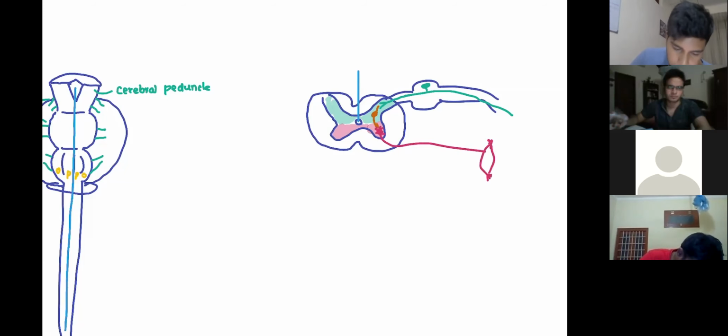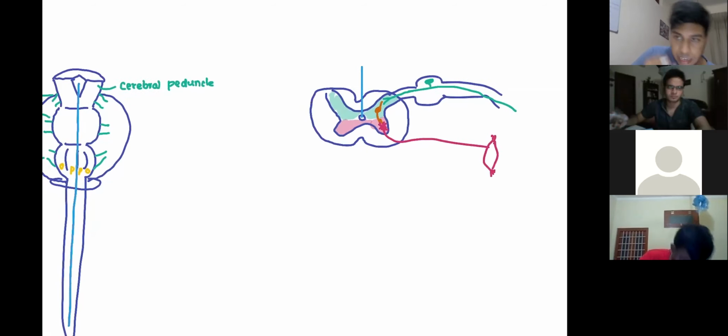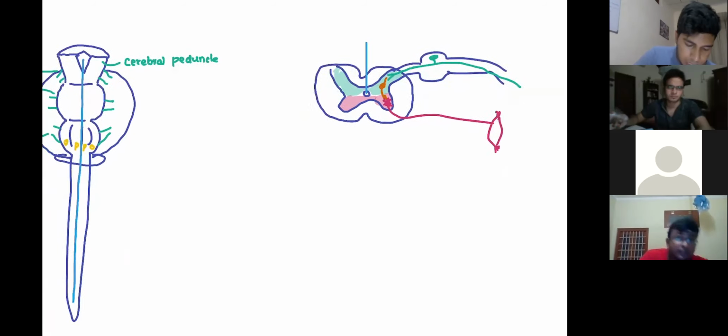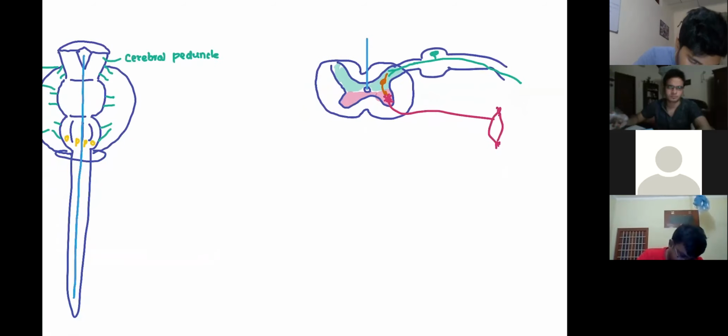And what you need to know is that the sensory area is posterior. Okay, sensory area is posterior and motor area is in front. This is something called the basal plate and the alar plate. Okay, that is embryology. I won't go into that.